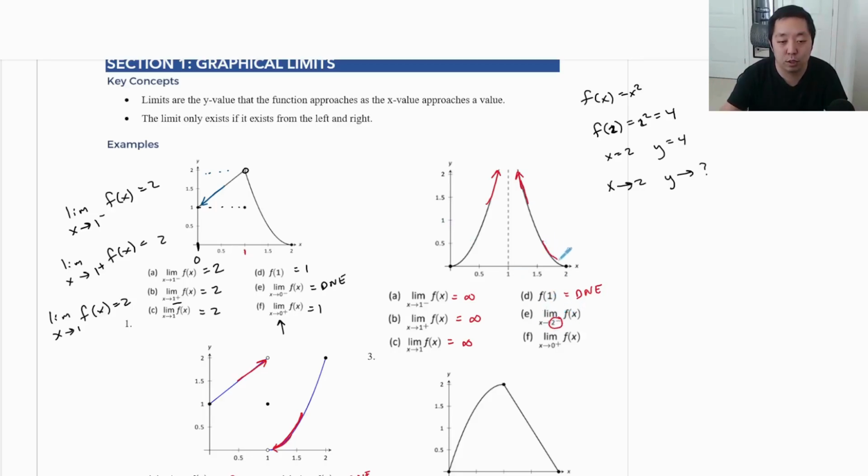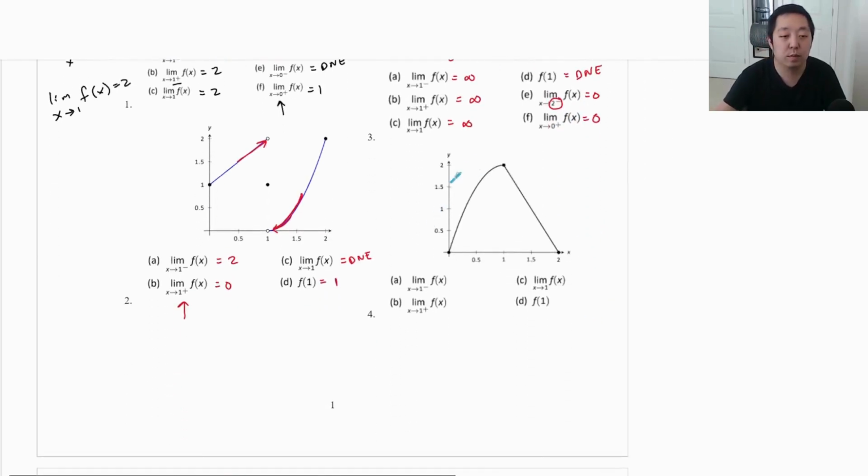So we're approaching 2. Here's x equals 2. And we're coming from the left. What is the y value going to approach? 0. How about 0 from the right? Here's x equals 0. And what's the y value going to approach as we approach 0 from the right? Also going to be 0. Okay? Let's look at number 4 here.